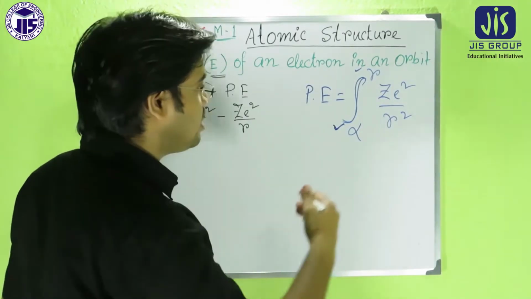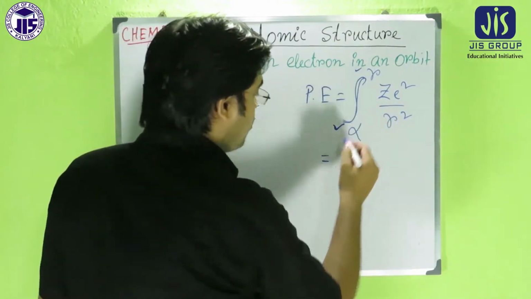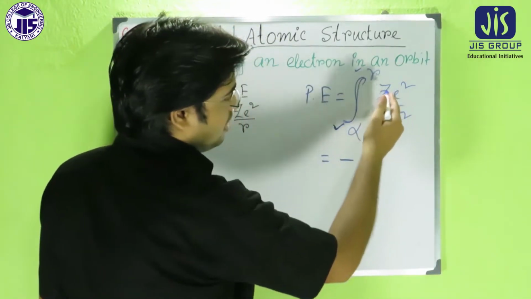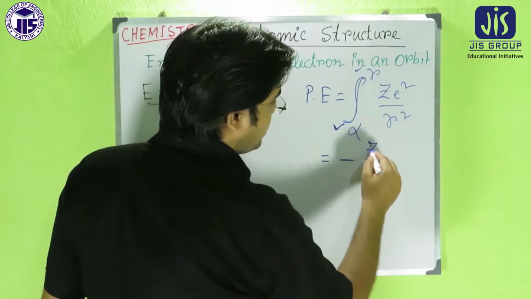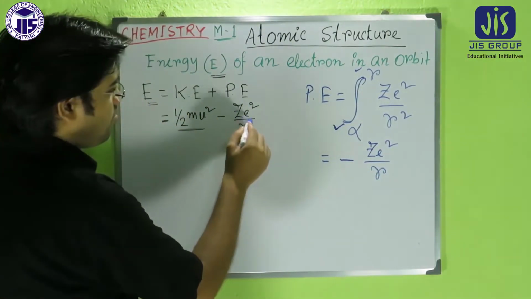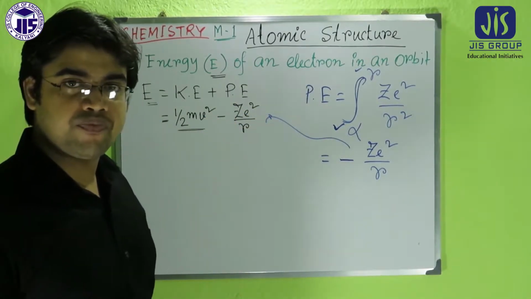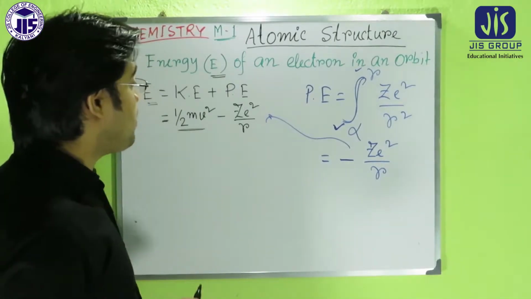We already discussed that Z e square by r square, how we got that equation. Now the integration of that equation will be minus Z e square by r, and that's why it is the value of potential energy. Now what will be the value of half mv square?